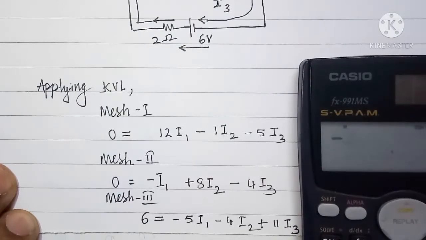A3 is -5, press equal to. B3 is -4, press equal to. C3 is 11, press equal to. D3 is 6, press equal to and get all the three mesh currents I1, I2, I3 as X, Y, Z.